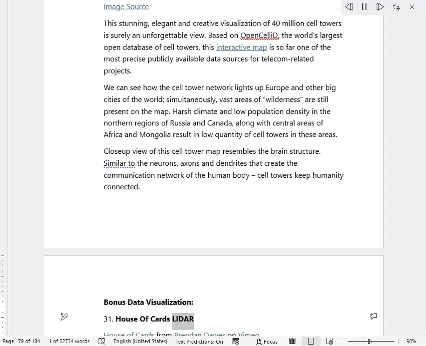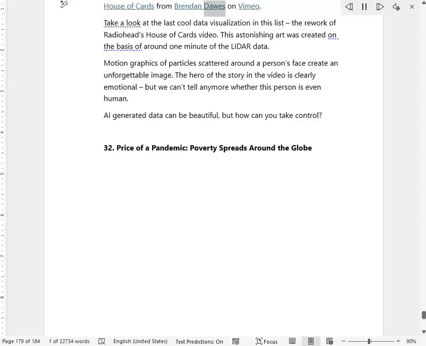House of Cards LiDAR. House of Cards from Brendan Dawes on Vimeo. Take a look at the last cool data visualization in this list, the rework of Radiohead's House of Cards video. This astonishing art was created on the basis of around 1 minute of LiDAR data. Motion graphics of particles scattered around a person's face create an unforgettable image. The hero of the story in the video is clearly emotional, but we can't tell anymore whether this person is even human. AI-generated data can be beautiful, but how can you take control?